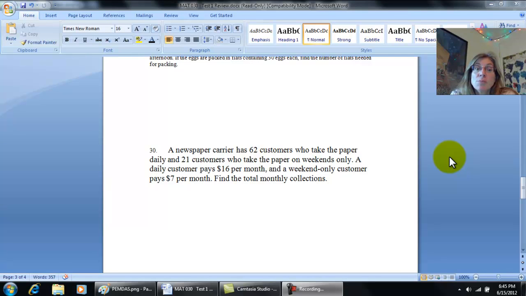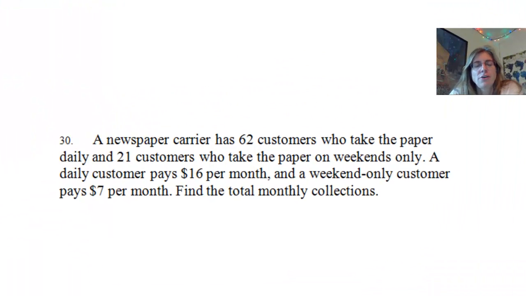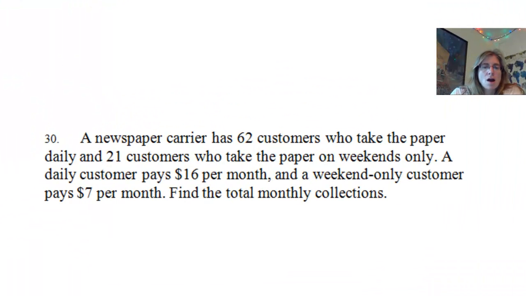All right, moving on. Problem 30 for test 1 review. A newspaper carrier has 62 customers who take the paper daily and 21 customers who take the paper on weekends only. A daily customer pays $16 per month and a weekend-only customer pays $7 per month. Find the total monthly collections.